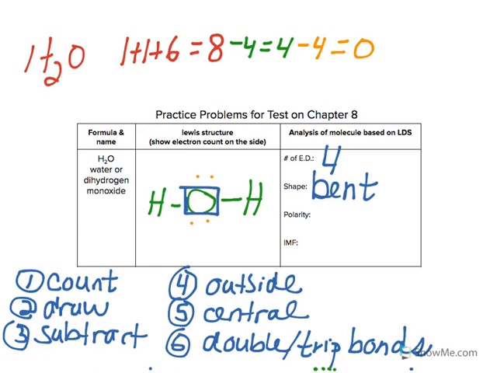Now I look at polarity. Molecules are polar if they have lone pairs on the central atom, or if the outside atoms are not all the same. So water does have lone pairs on the central atom, so it is polar.